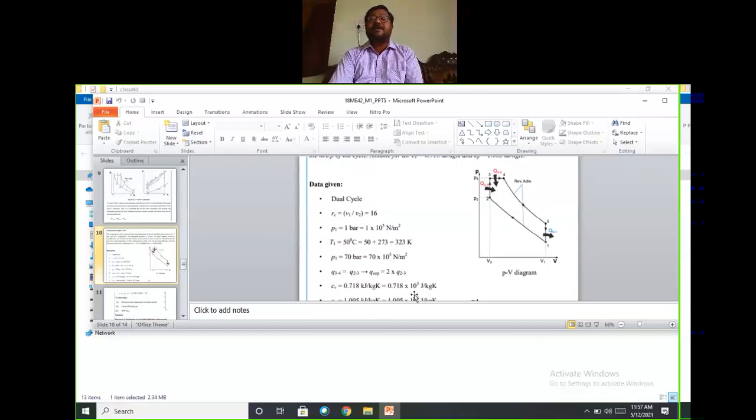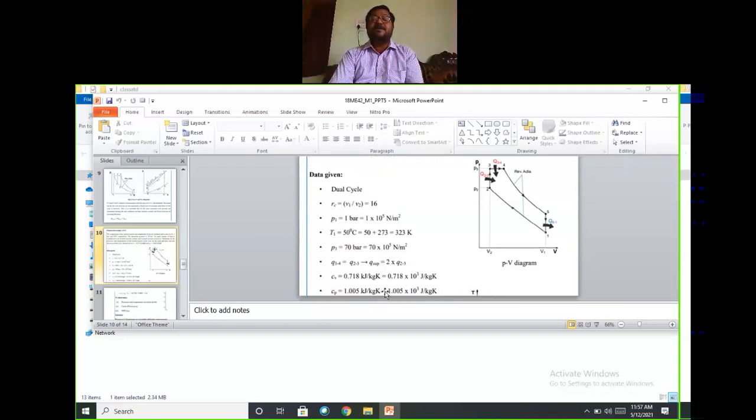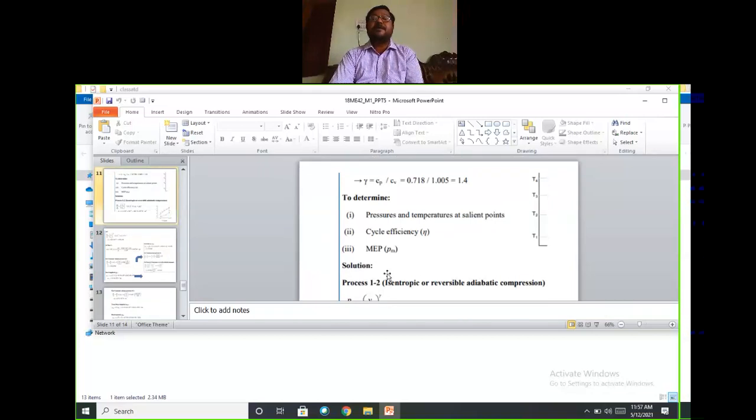CV value is 0.718 into 10 to the power of 3 joules per kg Kelvin. CP value is 1.005. Gamma value is, as I said, 1.4. You must calculate this: determine the pressure and temperature at the salient points, also called cardinal points, at the different states. Also find the thermal cycle efficiency and mean effective pressure.